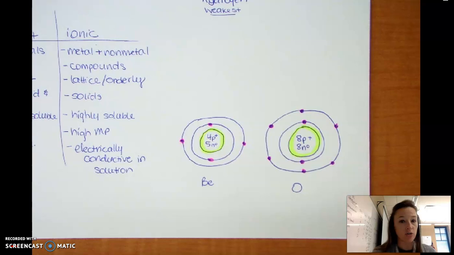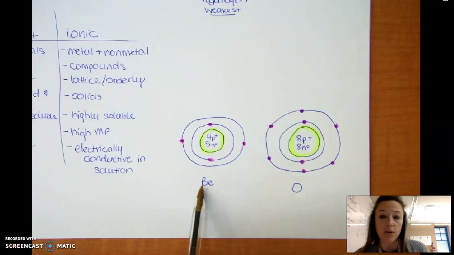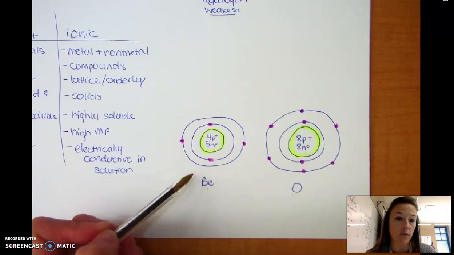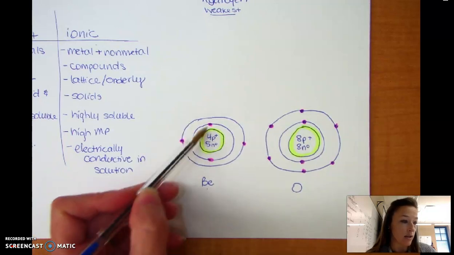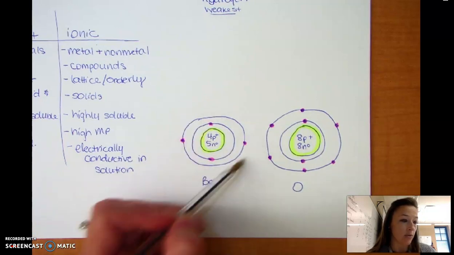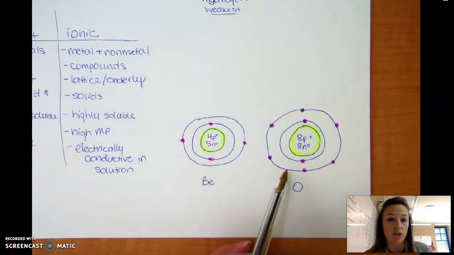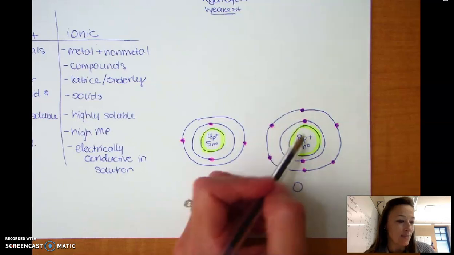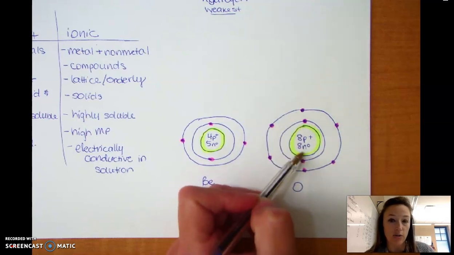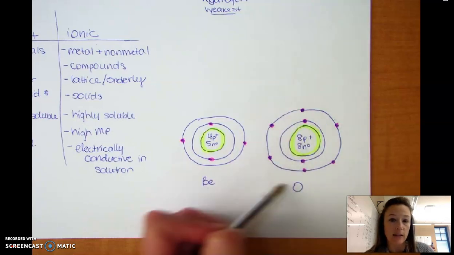So here we have two molecules. We have a metal, beryllium, and a nonmetal, oxygen. Beryllium has an atomic number of 4, so it has 4 protons and 4 electrons. 2 electrons on the lower level and 2 on the outer. Oxygen has an atomic number of 8, so 8 protons and therefore 8 electrons. So 2 electrons on the lower level, 6 on the outer.